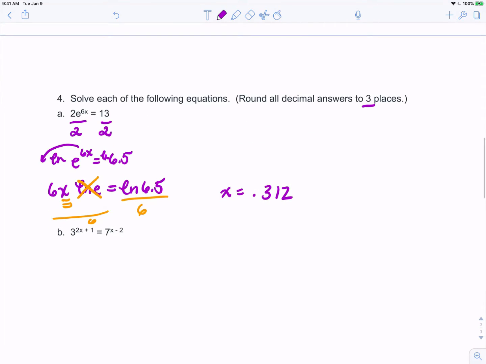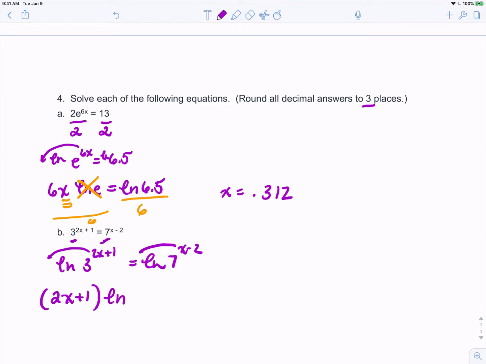Try another. Here, the bases are already by themselves, so we'll take the log of each side. So we have the natural log of 3 to the 2x plus 1 is equal to the natural log of 7 to the x minus 2. The reason we take the log of each side is so that we can bring down the powers. So we have 2x plus 1 times the natural log of 3 is equal to x minus 2 times the natural log of 7. And we just have to begin to get x by itself.